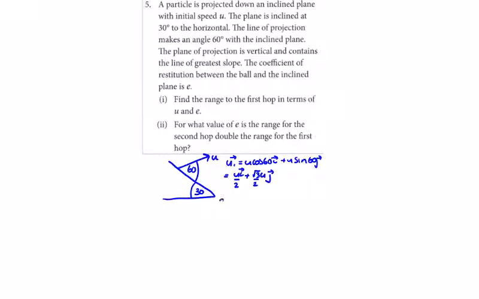My accelerations are going to be positive in the i direction because it's going down, so it's going to be positive g sin 30, and in the j direction negative g cos 30. So that will give g over 2 and minus root 3 g over 2.